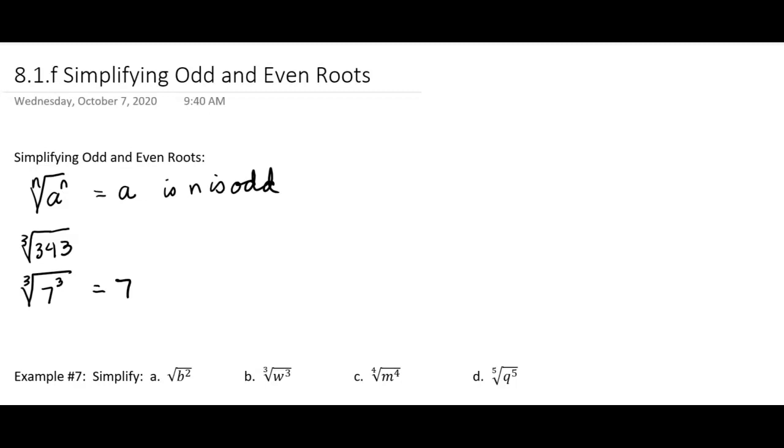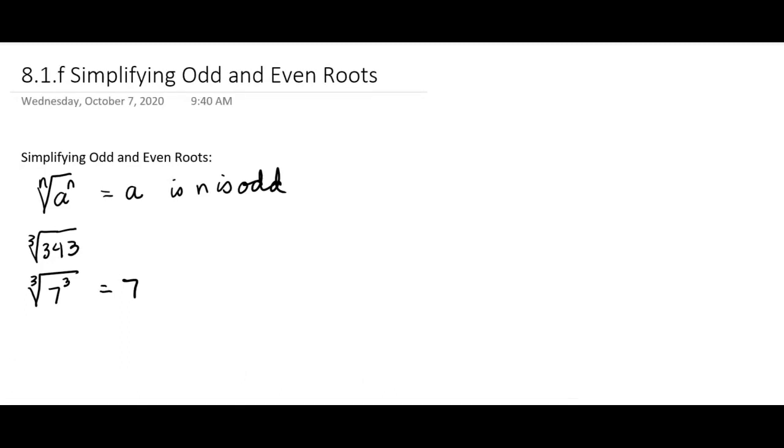Okay? Now, what if it were a negative radicand? So let's say you have something like the fifth root of negative 32. Well, actually, negative 32 can be written as negative 2 to the fifth power. So negative 2 times negative 2 times, 5 of them, that's negative 32. And so I can take the fifth root of negative 2 to the fifth, and it's going to equal negative 2. Okay? So that's okay.